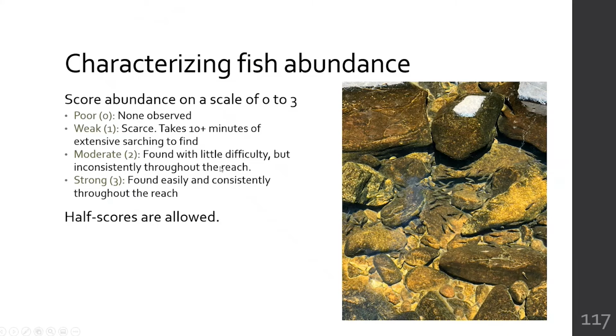We score the abundance of fish on a qualitative scale ranging from 0 points to 3 points. 0 means that you don't observe anything. 3 means that they're easily and consistently observed throughout the reach. And then we have weak and moderate for intermediate levels of abundance. Beyond that, we also allow half scores. So you can put in a 1.5 or a 2.5 if you feel like that is appropriate for the reach you're assessing.